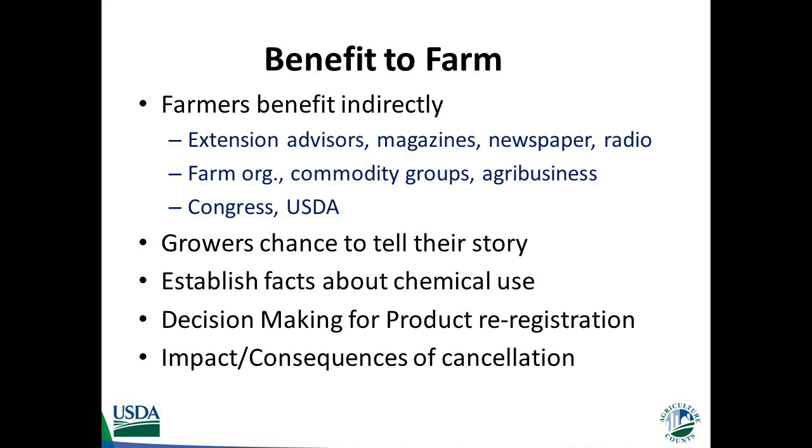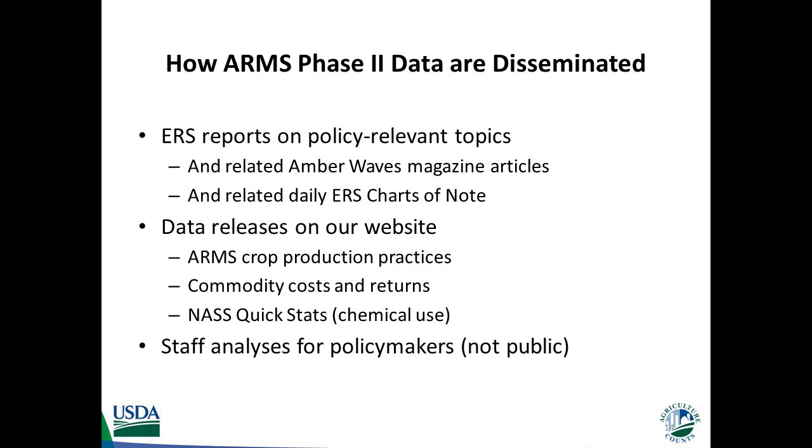How are ARMS Phase 2 data disseminated? USDA's Economic Research Service publishes several reports each year on policy-relevant topics from which the supporting data come from the ARMS surveys. Staff analyses are performed for people in USDA, such as the Secretary or Chief Economist, for congressional staff, or for other federal agencies. They are not all made public, although a request may later lead to an agency report.